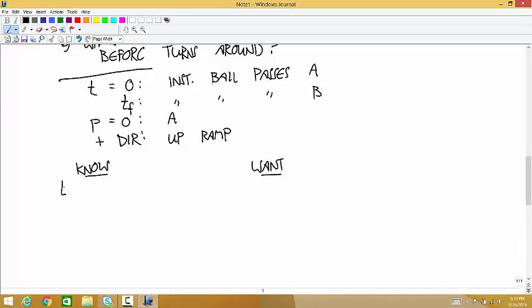We know that time final, that's given, that's 1.5 seconds. The acceleration we don't know, but that's what we want to find. The position when time is equal to 0: well, time equals 0 is when it passes A, and the position is 0 at A, so P initial is equal to 0.